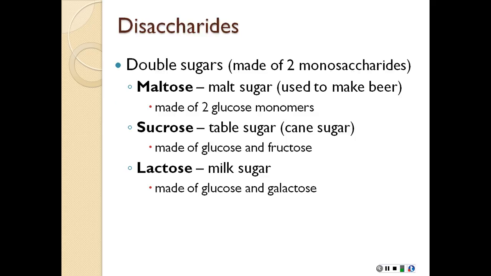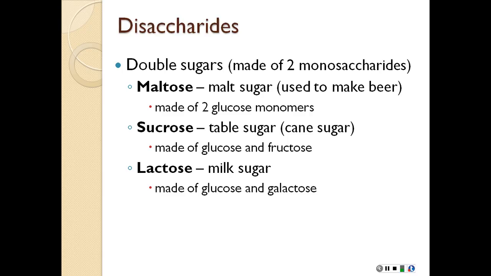So remember, ribose and deoxyribose are also monosaccharides, but they contain 5 carbons. And so the monosaccharides again are what? Glucose, galactose, and fructose. Good. And the disaccharides are maltose, sucrose, and lactose. So if you have a disaccharide, it's made up of what? 2 monosaccharides.